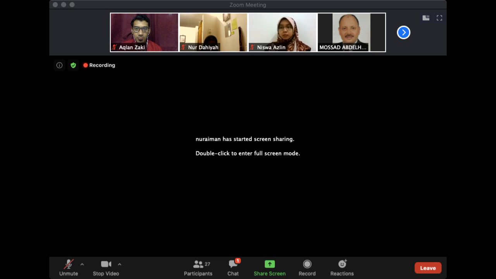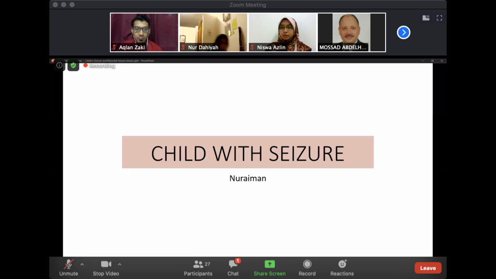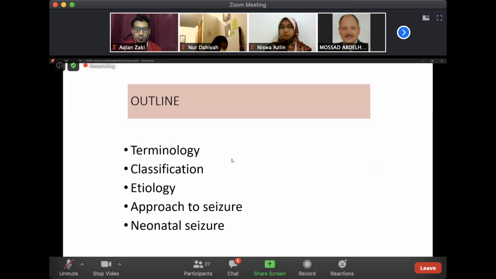Okay, can you see the slide? Yes. Okay. So I'll begin. These are the outline. I'll talk about the terminology and then how it is classified, some causes, how to approach it in clinical sense, and then I will proceed to neonatal seizure.